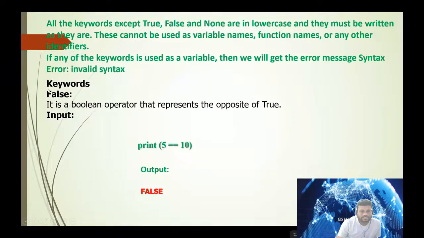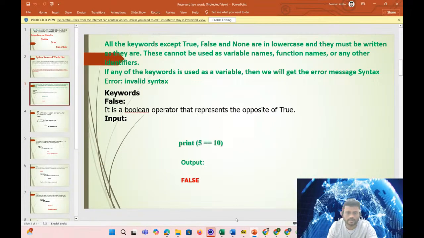So the first reserved keyword we will see is False. It is a Boolean value that is the opposite of True. Suppose that I print 5 and assign is equal to 10. Will this work or not? We will see what the output result is.